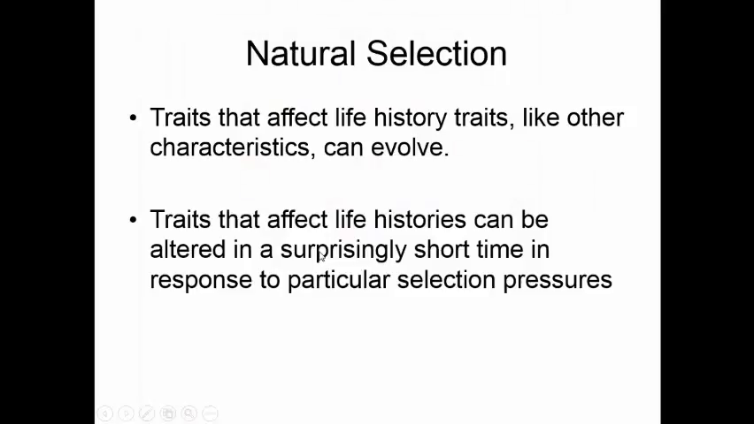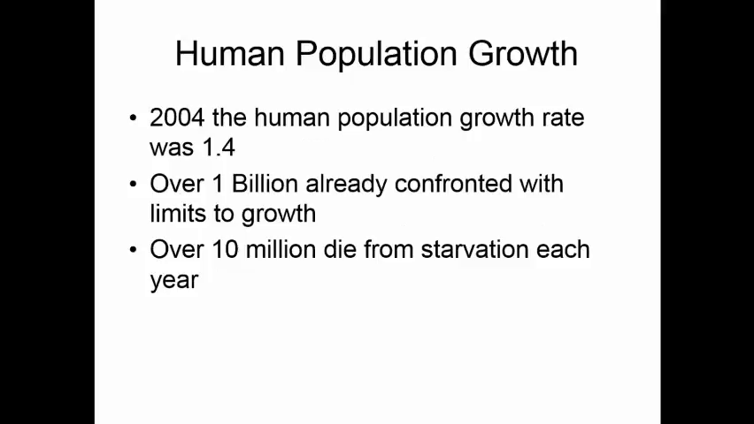All right, natural selection. Traits that affect life history, like other characteristics, can evolve. So the things that affect how many offspring you make, how you take care of your offspring, how you survive, how you feed, all those different things can change and evolve. Traits that affect life histories can be altered in a surprisingly short amount of time in response to selective pressures. When the environment changes, these life history traits can change very, very quickly.